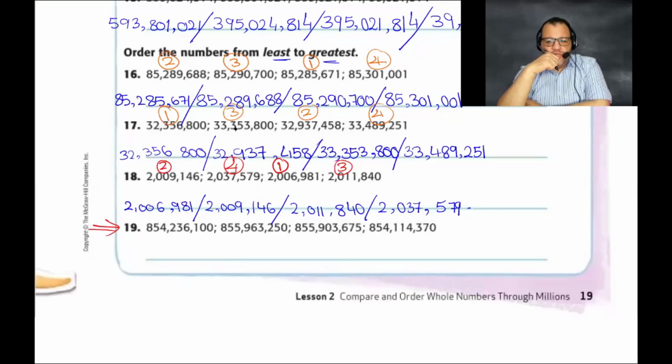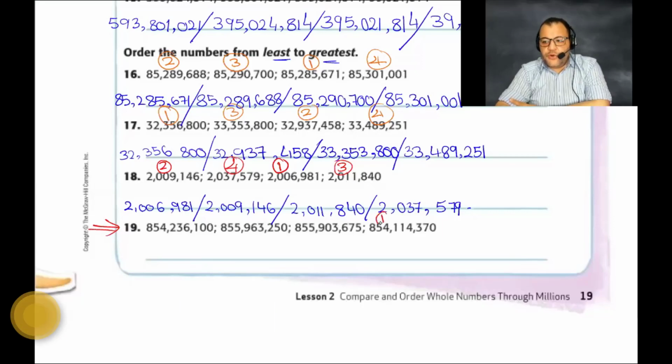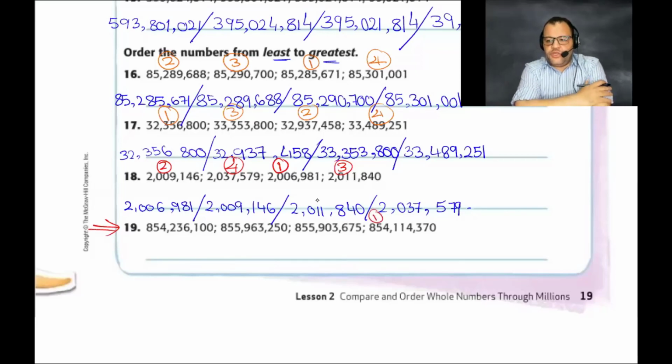Which number do you need? The first, second, third, and the fourth. The fourth one would be the smallest number, so this one would be number one. Can you read this number, please? I need you to read this number. How can we read this number?